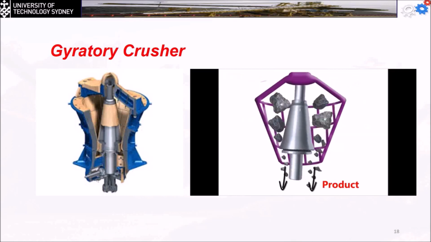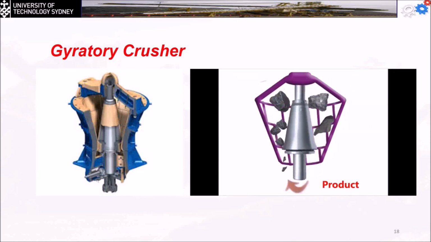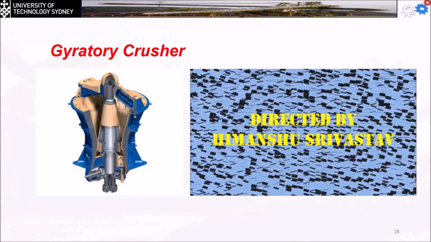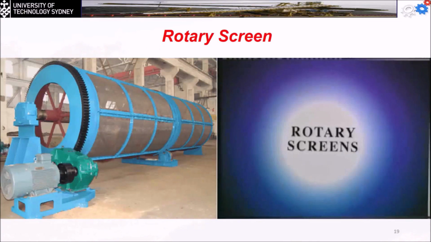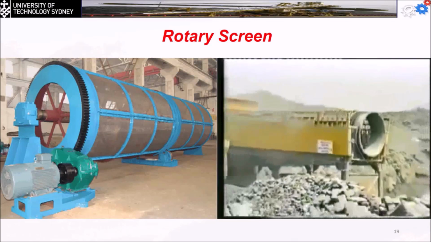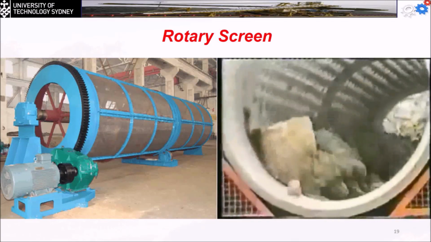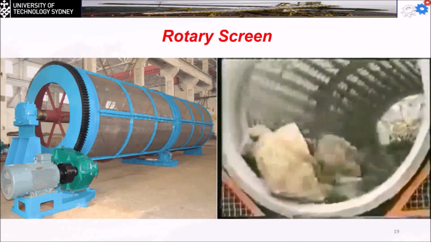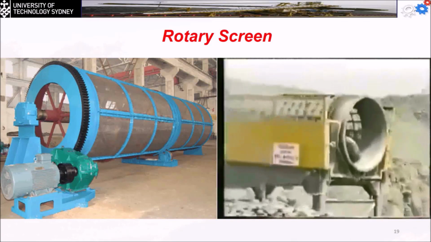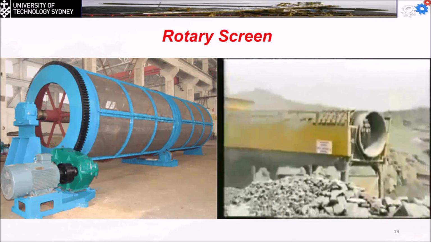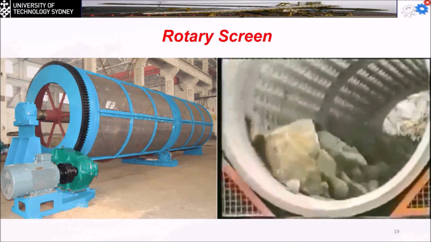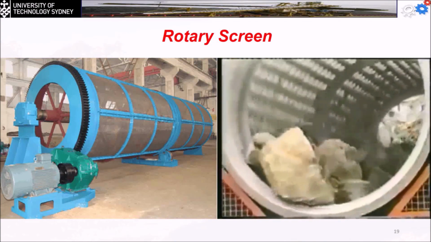The rotary screen, same procedure. Okay, so it's breaking the things until we have a smaller size. Usually this one is done in stages. Actually, all the operation is done in stages. You cannot do it from the very big size to the powder. You have to do it in multiple stages until you have the desired size.